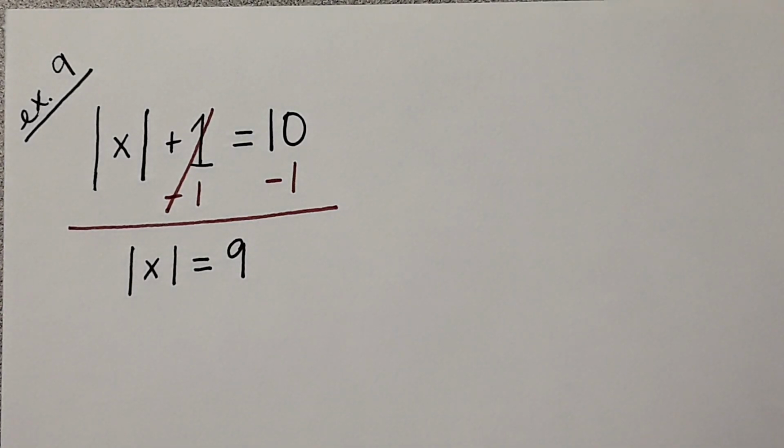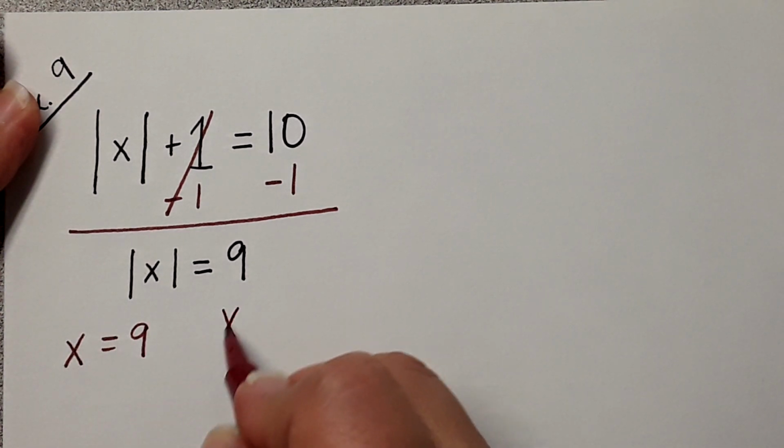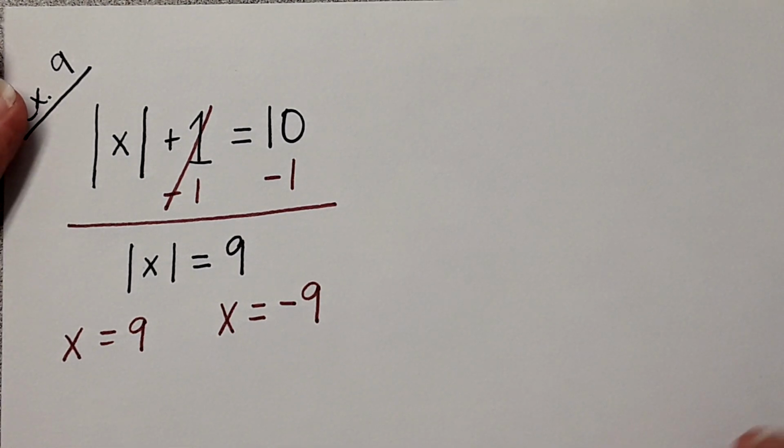Now we can solve it. Now we can set it up just like we were setting it up. How would we set this up? x equals 9, x equals negative 9. That's our answer.